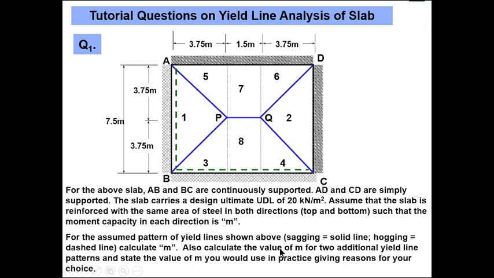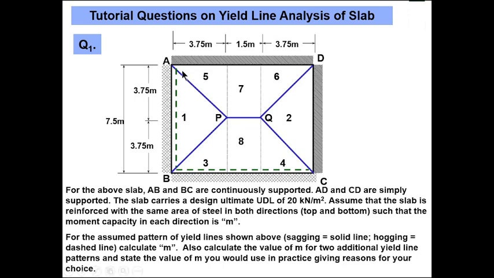Also, calculate the value of M for two additional yield line patterns and state the value of M you will use in practice, giving reasons for your choice. Now, in this first one, the yield line pattern has been given to us. So we are going to analyze this slab based on this pattern, and then assume our own pattern in two other patterns, and also calculate the value M.